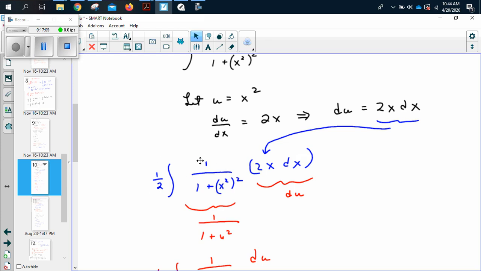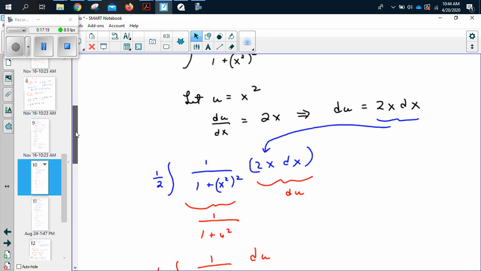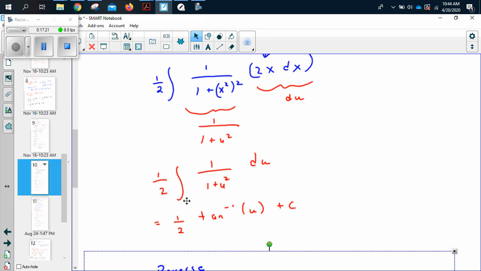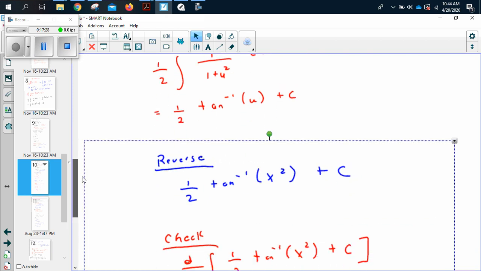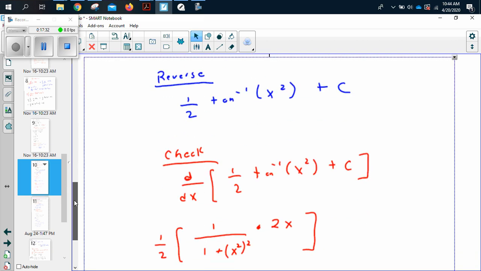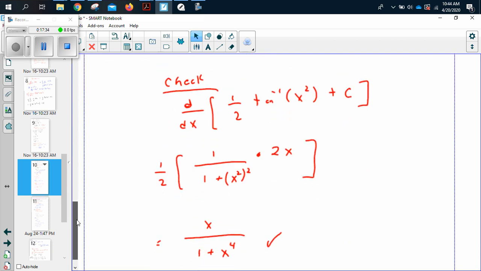And then I have the 1 over 1 plus x squared squared. Well, now, if I'm letting x squared be u, this is 1 over 1 plus u squared, and this is my du. So the antiderivative of that is tan inverse of u, and then plus c. And then I reverse it because u is x squared, and then of course you can check it, and it will check.